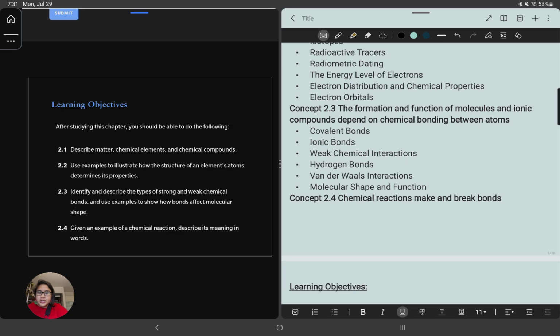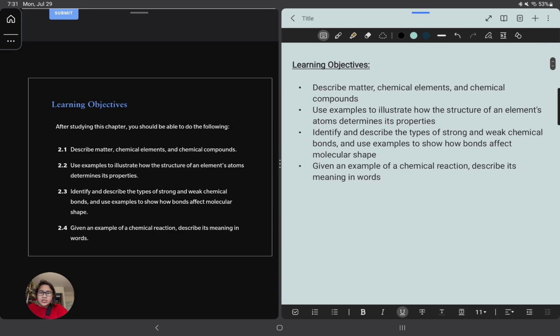And now going to the learning objectives. So after studying this chapter, you should be able to do the following. Describe matter, chemical elements, and chemical compounds. Use examples to illustrate how the structure of an element's atoms determines its properties. Identify and describe the types of strong and weak chemical bonds and use examples to show how bonds affect molecular shape. And given an example of a chemical reaction, describe its meaning in words. Okay?